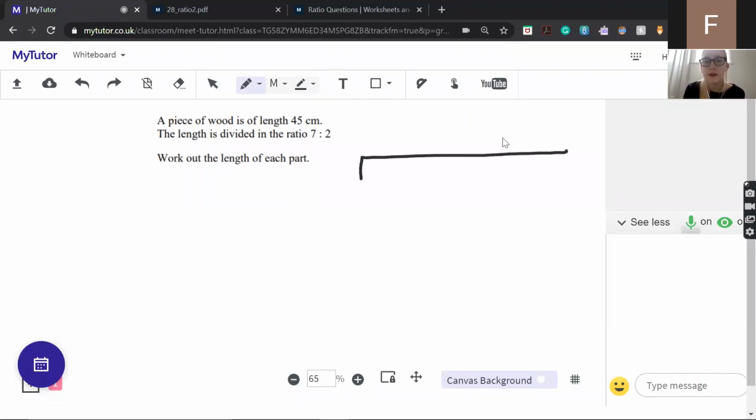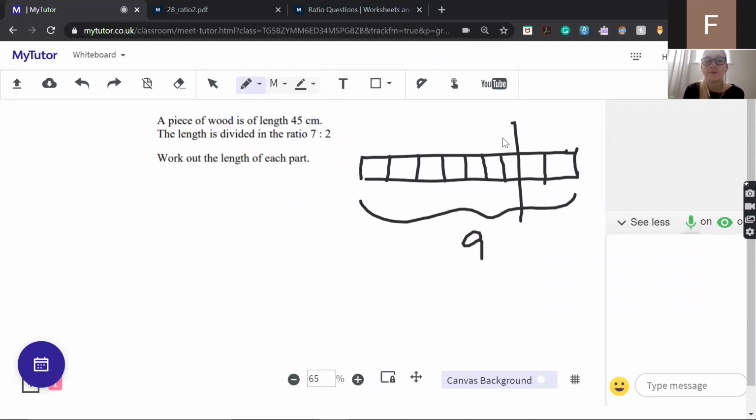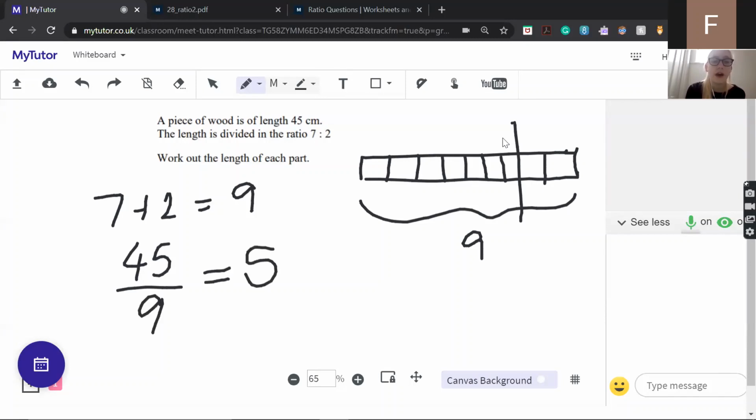So here's our piece of wood. It's divided here so that this section has 7. Pretend they're equal. And this section has 2 and all of those are equal. So we know that altogether we have 9 chunks. So that's what we've done. 7 plus 2 equals 9. Then we want to know how much each of those chunks are. So we do 45 divided by 9, which gives us 5. So that means that each of these chunks are 5 centimetres long.